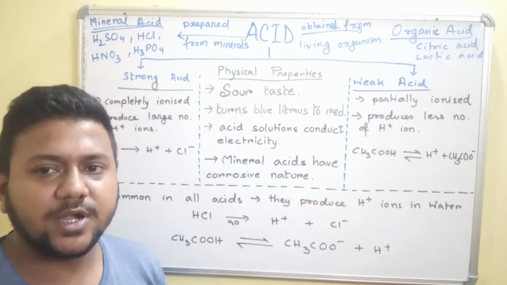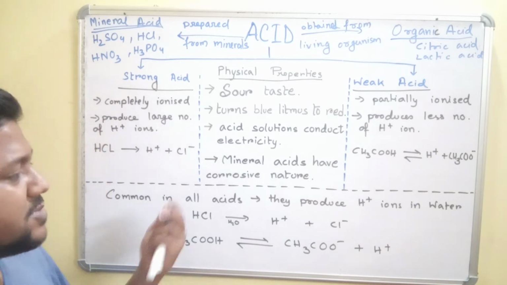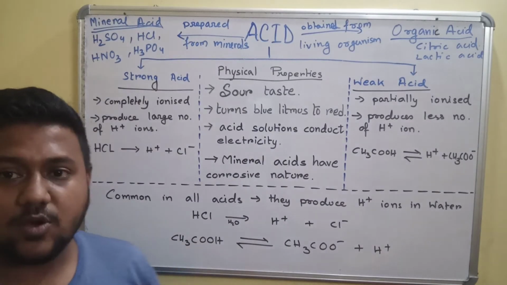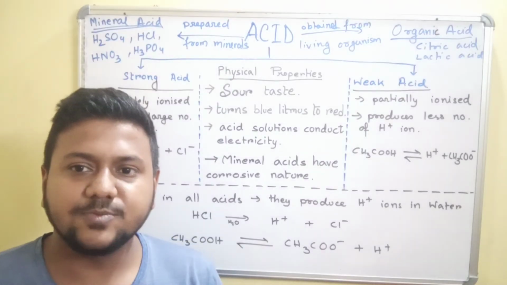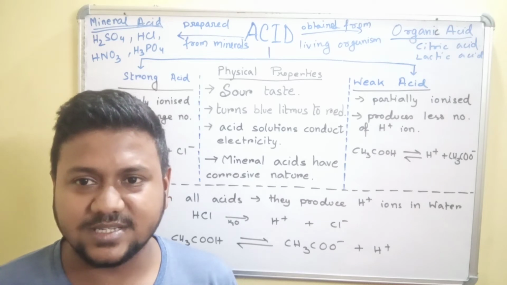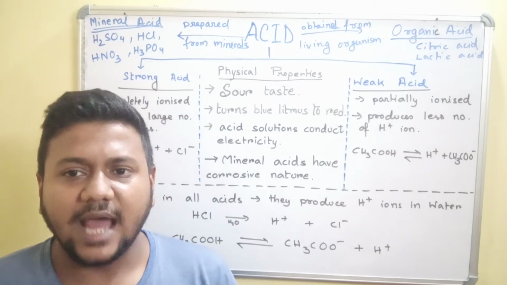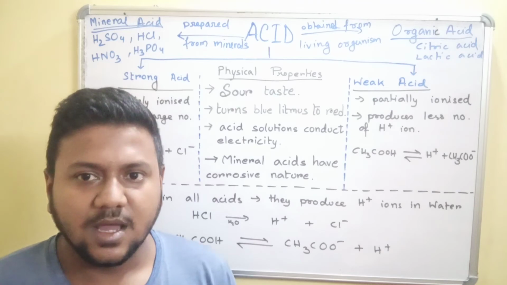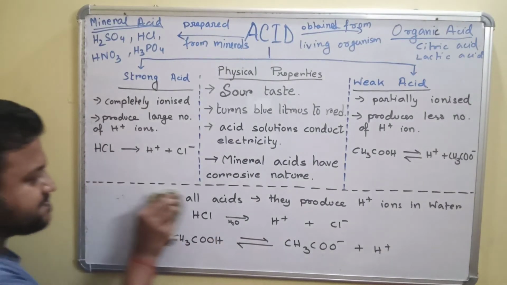Let us move forward. Sometimes in chemistry we require concentrated acids and sometimes we require dilute acids. We will understand what a concentrated acid is, what a dilute acid is, and how we make a dilute acid.